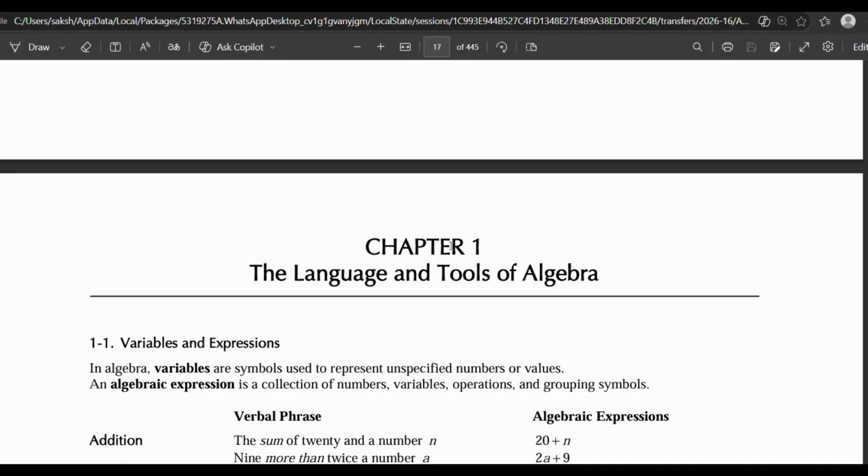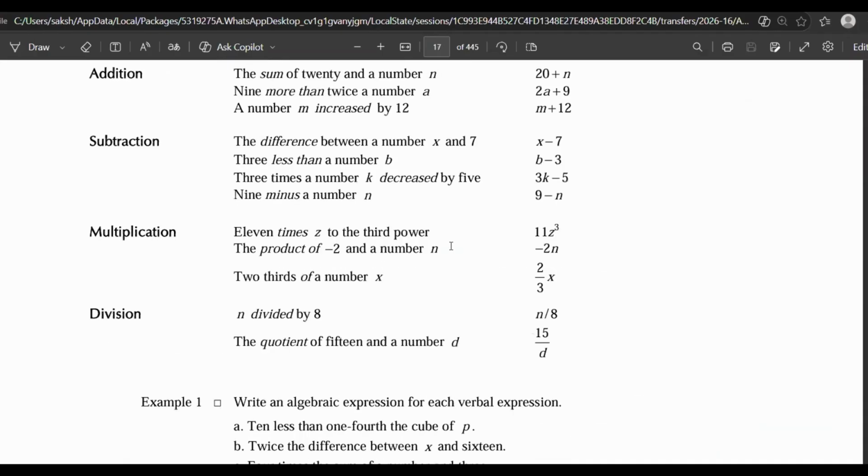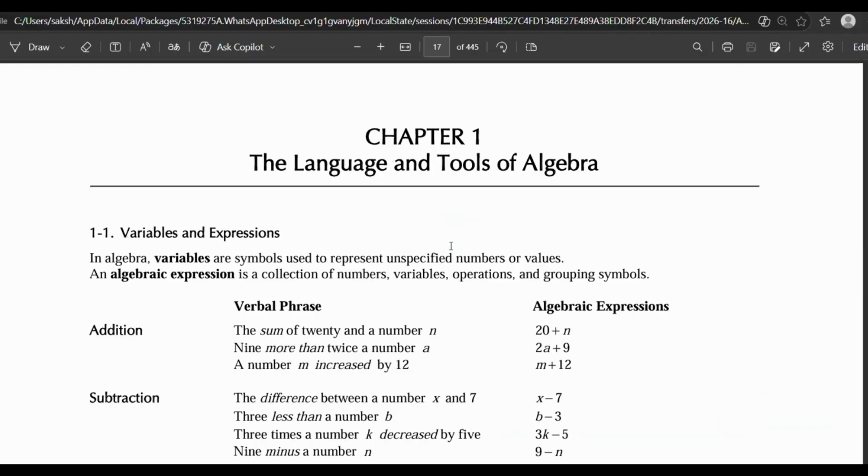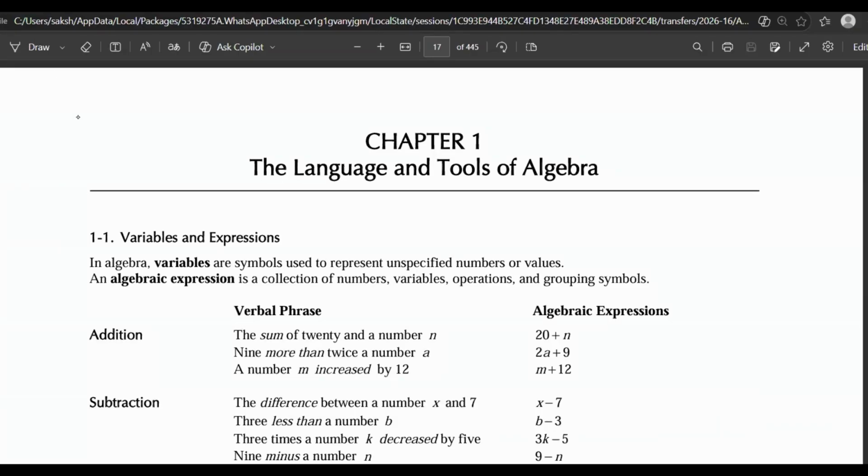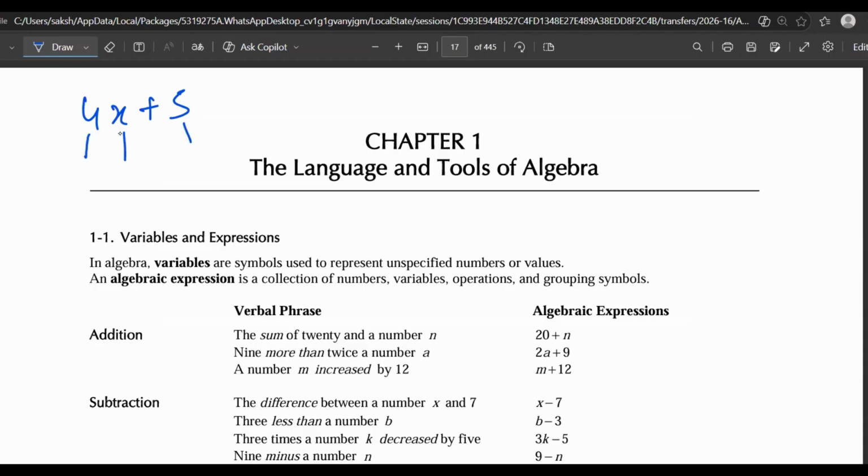Okay. Can anyone tell me what is a variable, what is a constant, and the other thing, a coefficient? If I'm going to write this equation, 4x plus 5, in this, which one is the variable, which is the constant, and which is the coefficient? X is the variable, 5 is the constant, and 4 is the coefficient of x. And in this, how many terms are there? 2 terms. That is generally called terms.